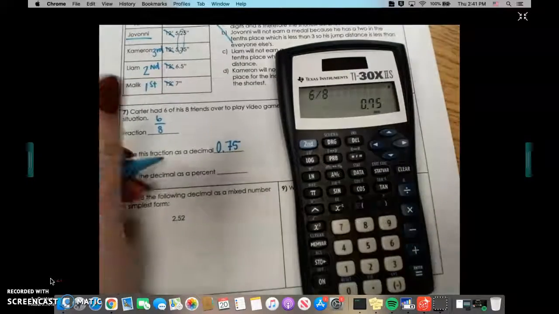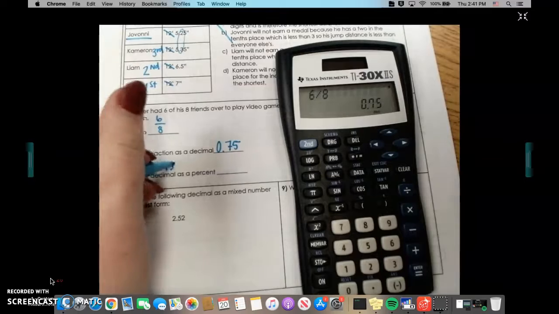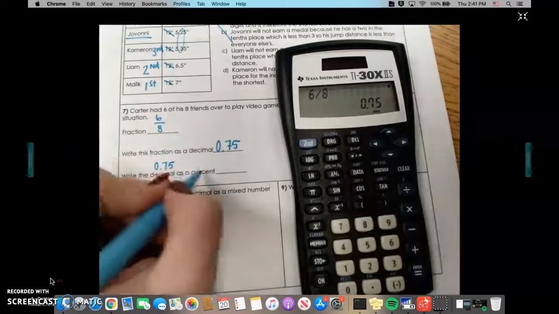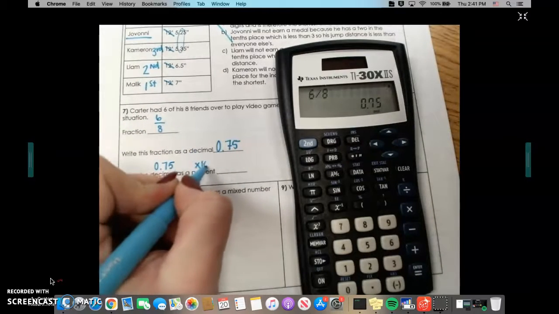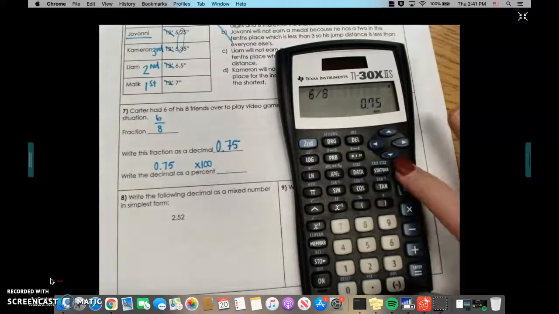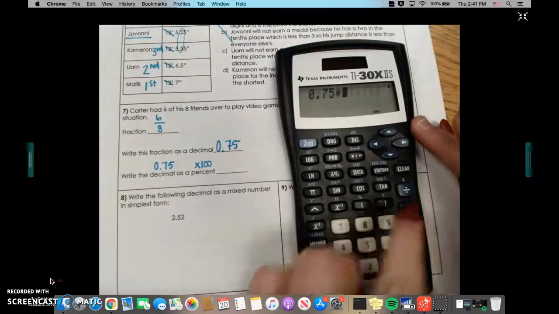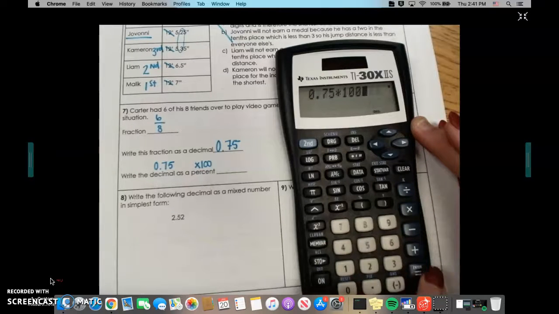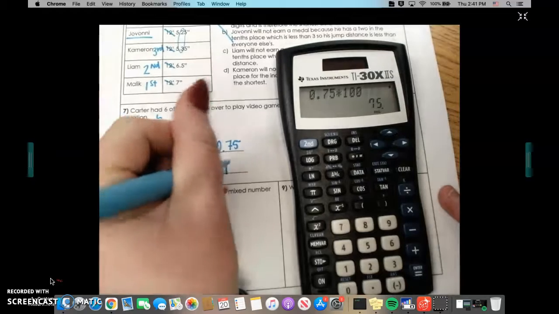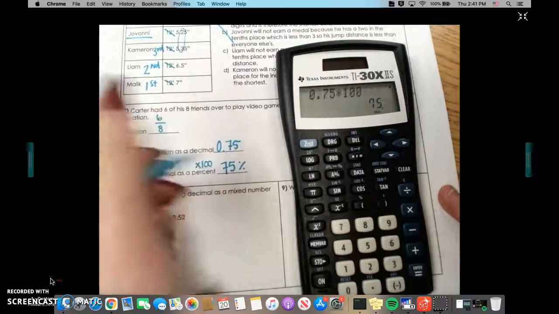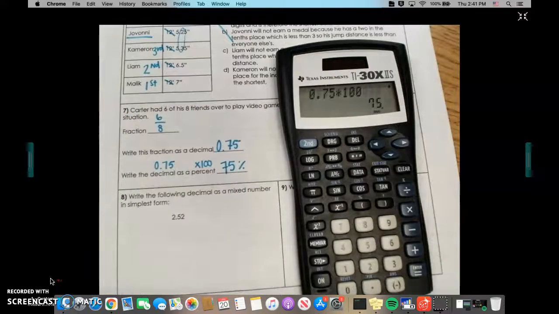Changing that decimal of 0.75, or 75 hundredths, to a percent, we know percent means per 100, so we need to multiply that decimal by 100. And we would get an answer of 75%. Make sure you have that percent sign in Canvas or it's going to mark it wrong for you.